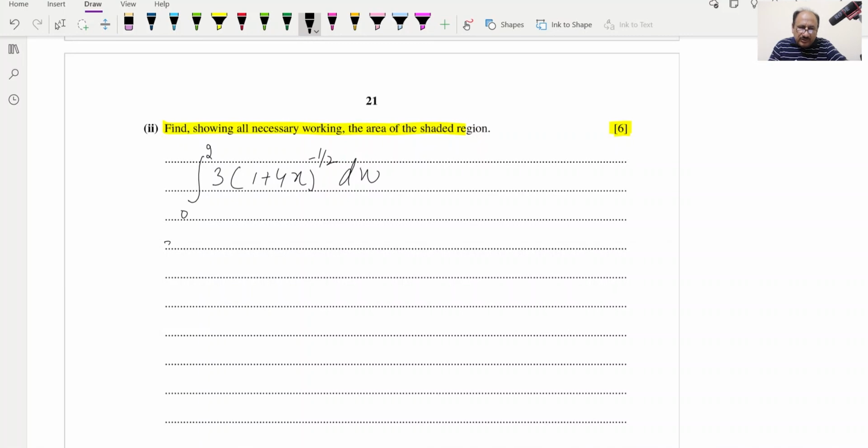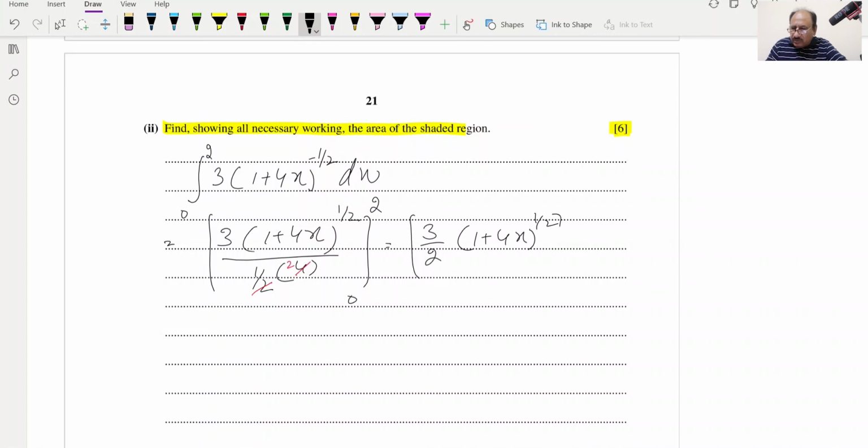So let us integrate this. The integral of this will be 3 into (1 plus 4x) raised to minus 1 by 2 plus 1, which will be 1 by 2, and it will be divided by 1 by 2 also, and the derivative of 4x will also be there, and the integral limits are 0 to 2. Now we can simplify first. The 2 will be cancelled with this and it will change to 2, and our equation will become 3 by 2 into (1 plus 4x) raised to 1 by 2, and the integral limit is 0 to 2.